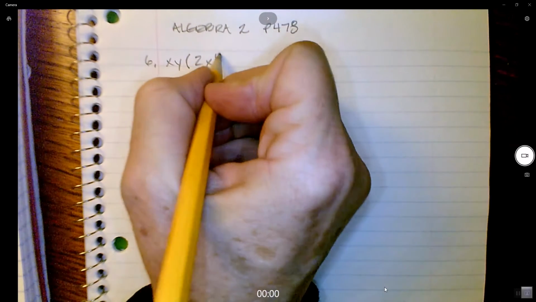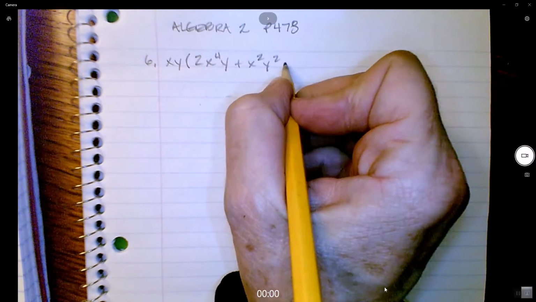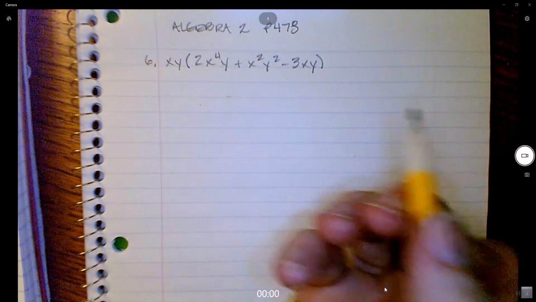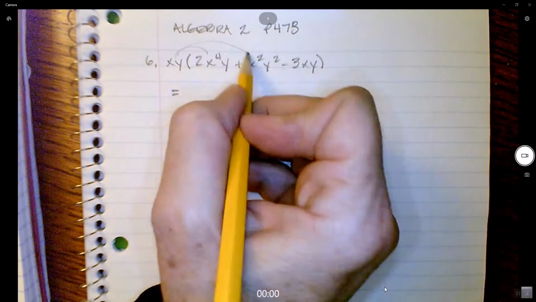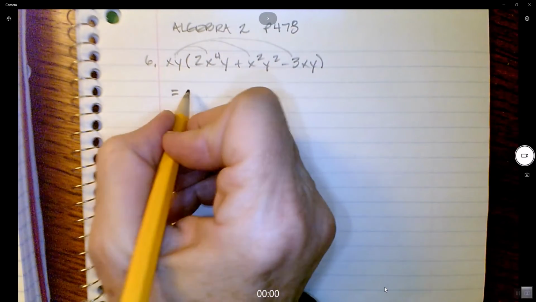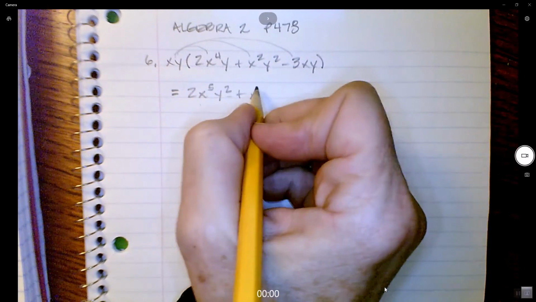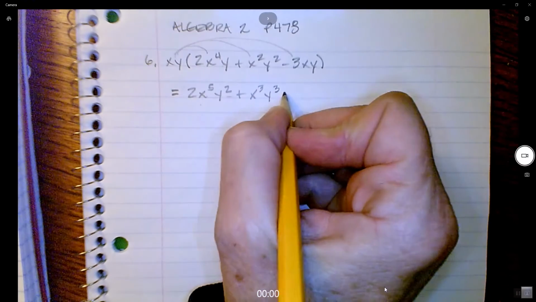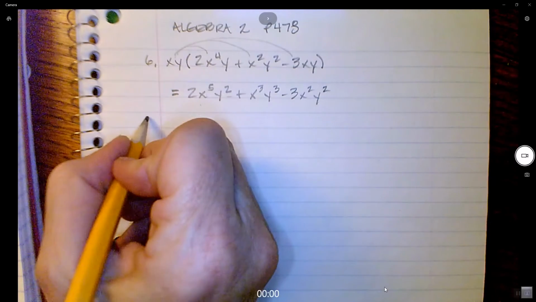Alright, moving on to problem 6. We're multiplying xy by 2x^4y + x^2y^2 - 3xy. I think just simply distributing is going to work here. I'm going to wind up multiplying this into all three of the terms, and I get 2x^5y^2 for the first one, plus x^3y^3, minus 3x^2y^2, and we're done.